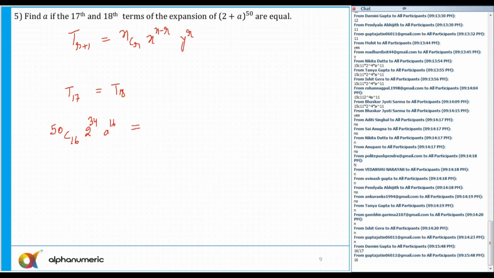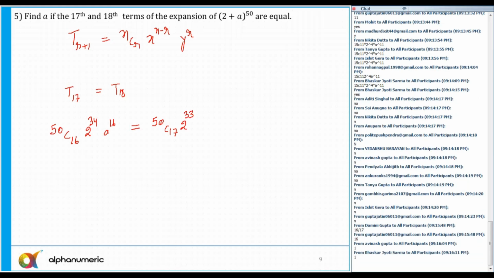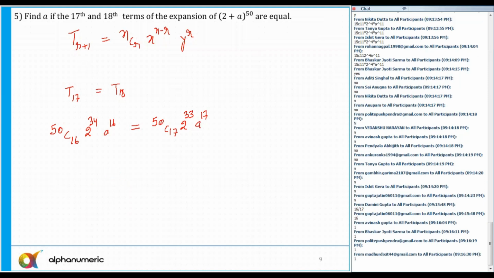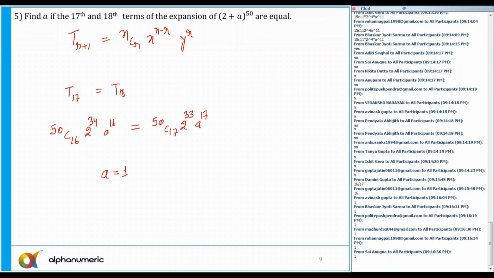It is equal to T18, means 50C17 and into 2 raised to power how much? That is equal to 33 and a raised to power 17. This is given to us. So I need to solve this here. So I think it comes out to be equal to how much? 50C16 upon 50C17, and most of the terms will get cancelled, and you'll get the answer. The value of a will be equal to 1. So this is the answer.